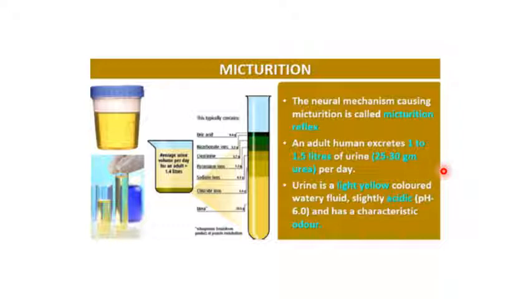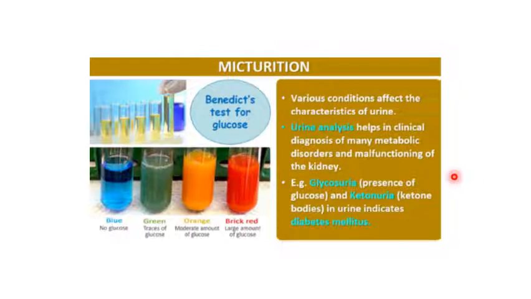Okay. In an adult human, the excretion of urine is about 1 to 1.5 liters per day. It is a light yellow colored watery fluid which is slightly acidic and has a characteristic odor. If there is any change in this color or pH, then we understand that there is something wrong with the body. So we can do various tests to find out what is wrong with the body. Urine analysis will help us for clinical diagnosis of metabolic disorders and malfunctioning of kidneys.